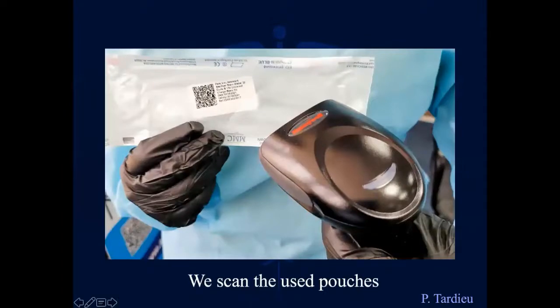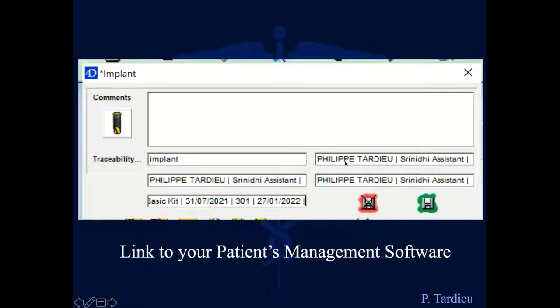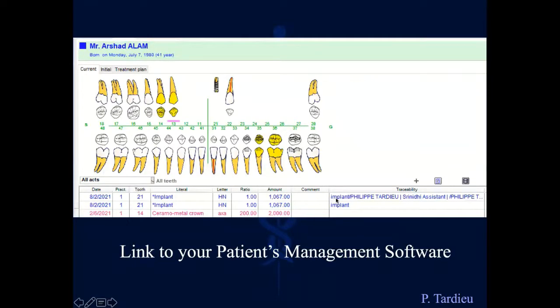I am going to scan the empty pouches, and scanning the empty pouches, I will add all the pouches which have been able to use for this case. So for this implant case, I have been using all these pouches and I have been placing this implant. I just need to tick on that to scan and I have the reference of the implant. All is tracked.